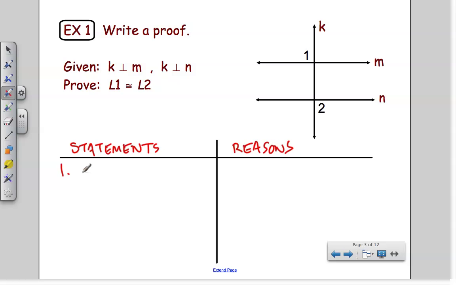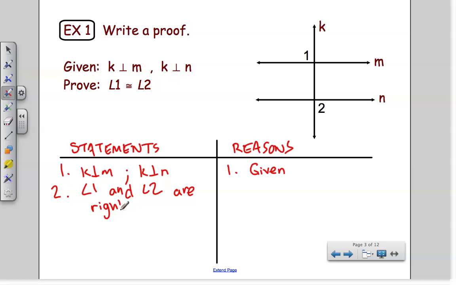I start out with my given. K was perpendicular to M, and K was perpendicular to N. So we had two givens, we had two lines that were perpendicular. Okay, well, what does that mean? If line K is perpendicular to line M, what do you know about angle 1? Angle 1 is a right angle. And if line K is perpendicular to line N, then angle 2 is a right angle. So I'm going to say angle 1 and angle 2 are right angles.